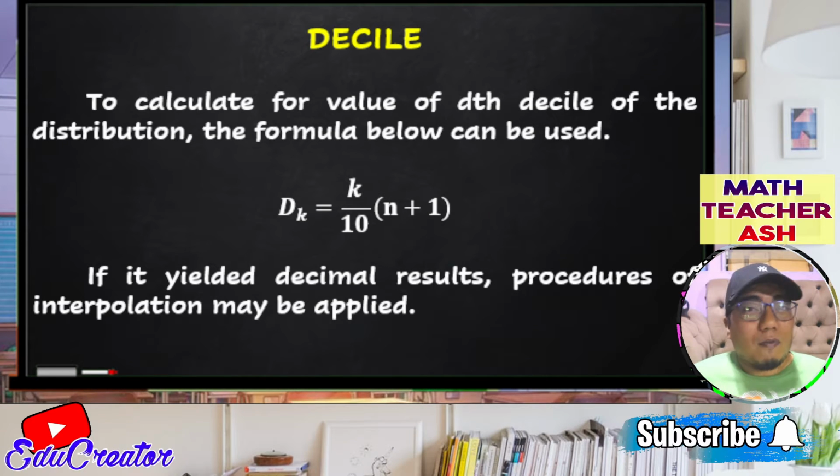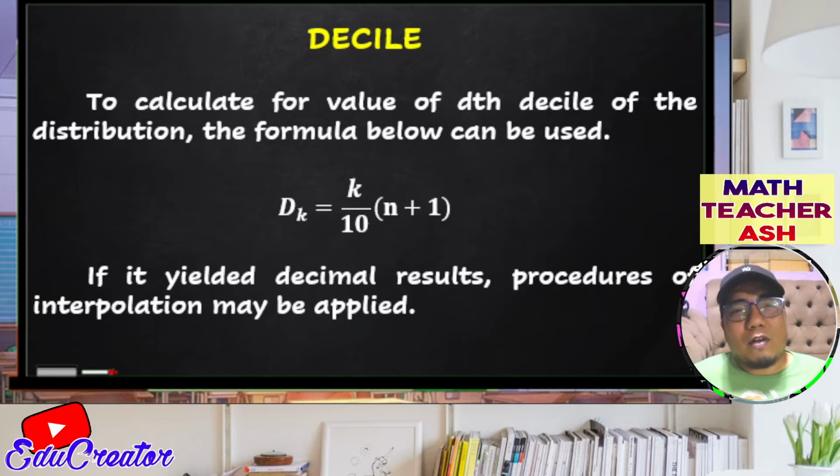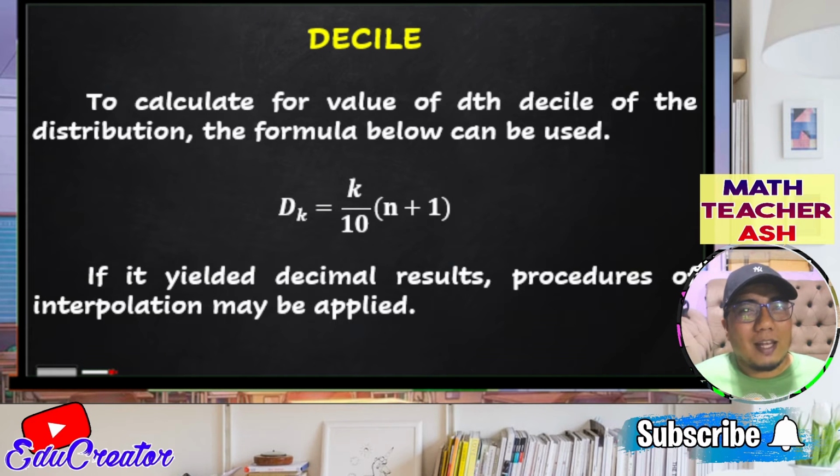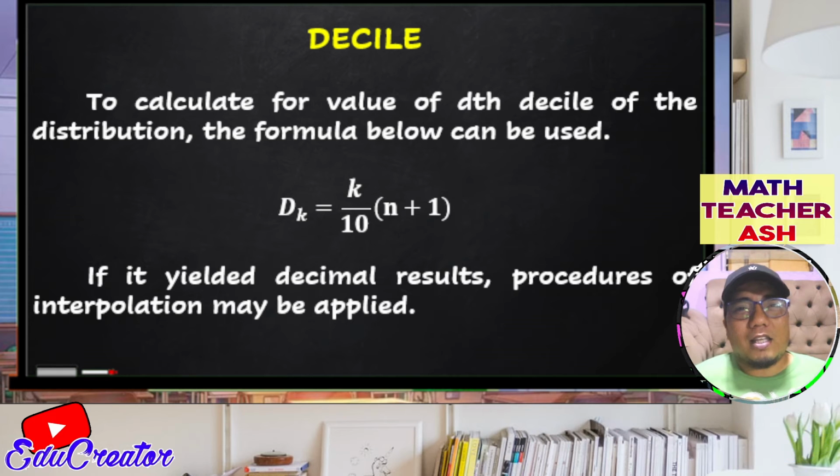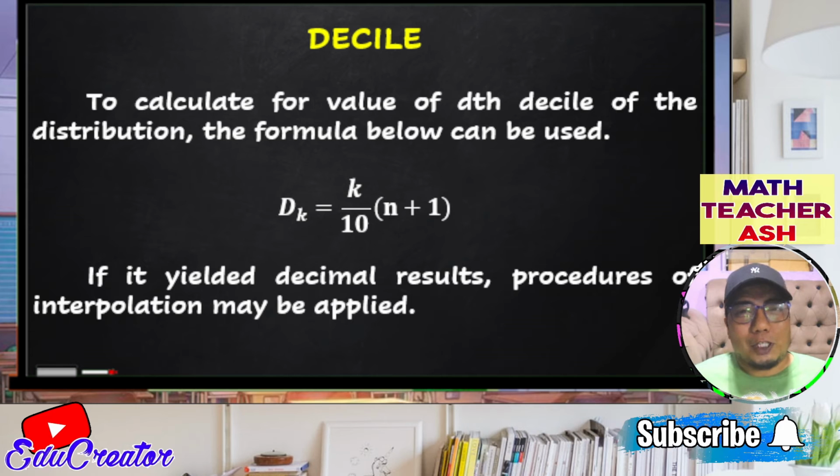Simple, right? Now, of course, if the result of your computation has a decimal value, we will undergo the linear interpolation. Remember what we have learned in quartile for ungrouped data, the linear interpolation is used to consider the actual value of your position. Easy, right? Now let's consider an example.